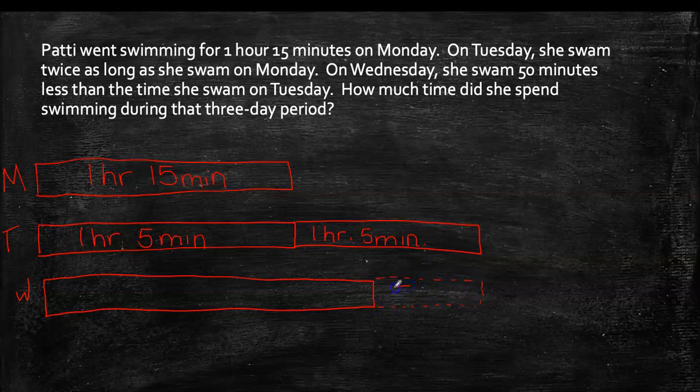And I'm going to put a 50 in it. Minutes. So I know that this missing piece here from the total on Tuesday is 50 minutes that I'm going to need for Wednesday, or less than I did on Wednesday. And now I want to know the total amount of time, not just for there to there, there to there. How much time did she swim in that 3-day time period?